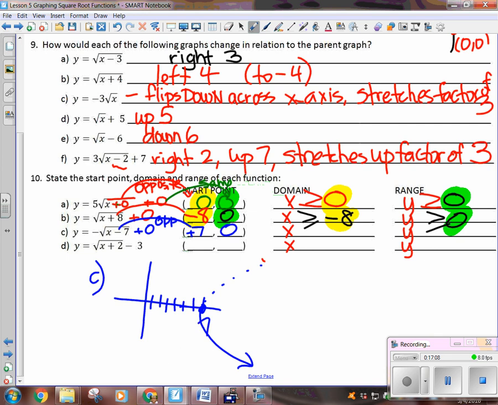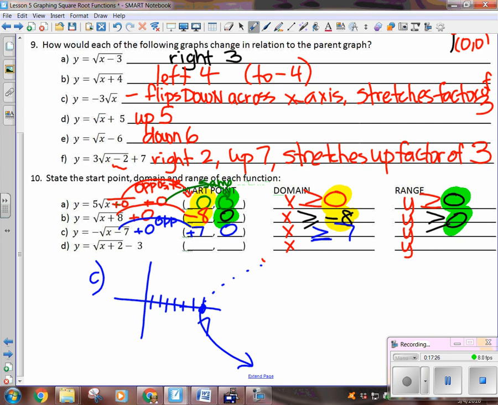Okay. Sweep your hand across the x-axis. What's the first x number you come to? 7. So I need a 7 right here. It is going to be equal. Is it greater than 7 or less than 7? Greater than 7. Everybody see it?